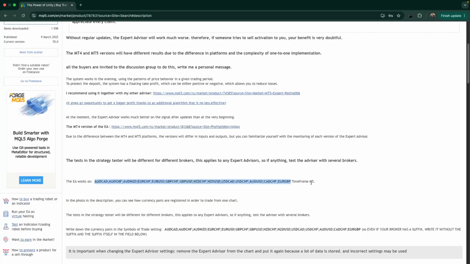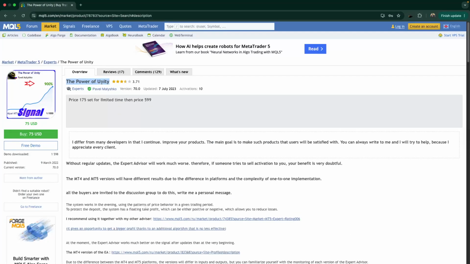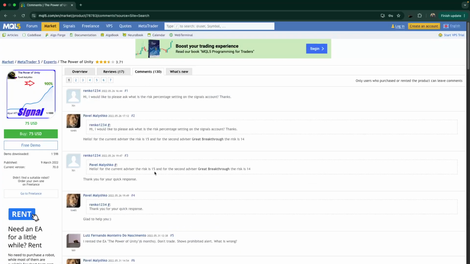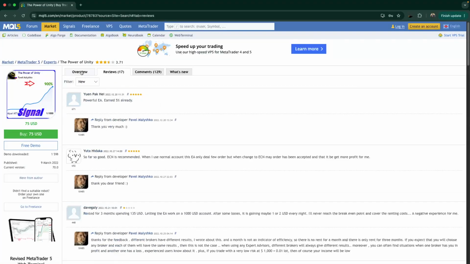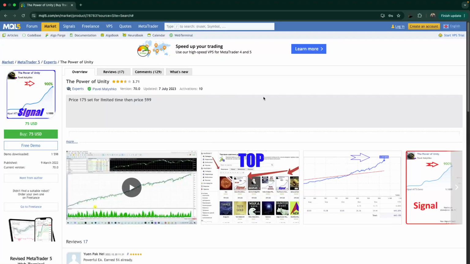And there are the usual curve fitting concerns with multi-pair optimization. It's good for conservative traders who want set and forget diversification on decent accounts, but aggressive traders or those needing regular action should probably just avoid the Power of Unity Expert Advisor and look for something more aggressive or something that has a lot more action in it. It has some comments, some good reviews and also some bad reviews. But overall, this is our review on the Power of Unity.